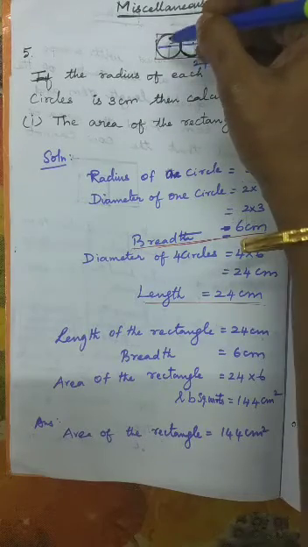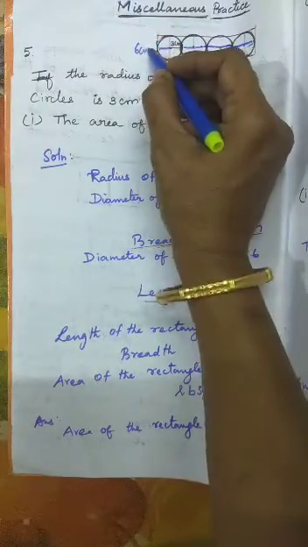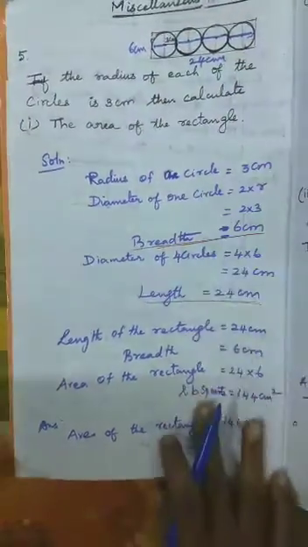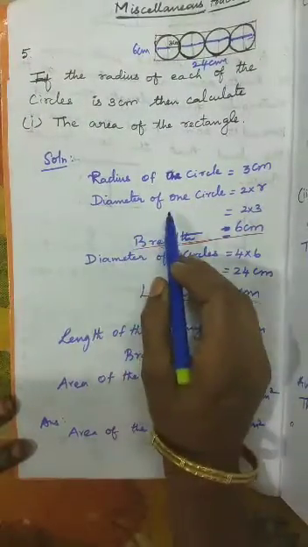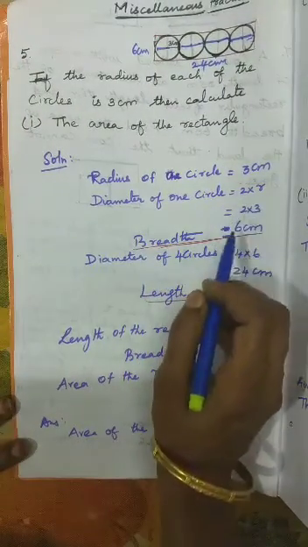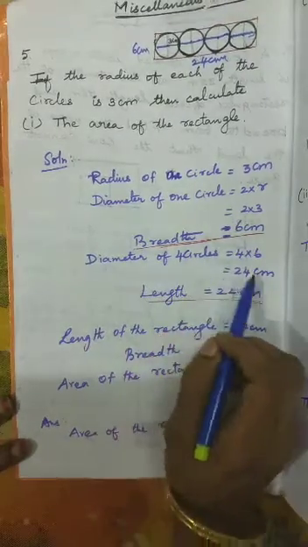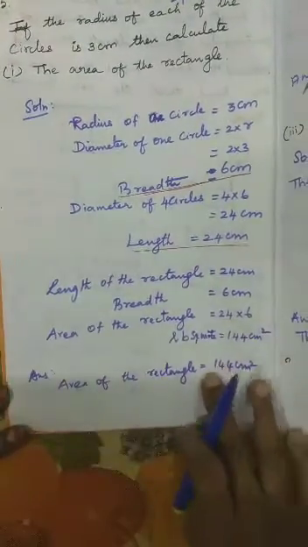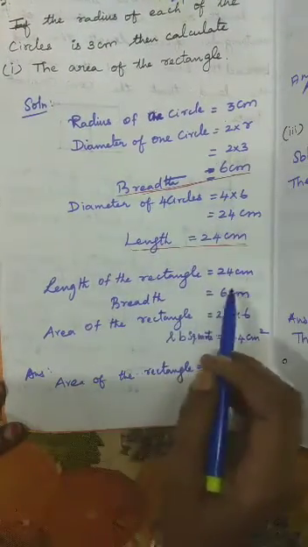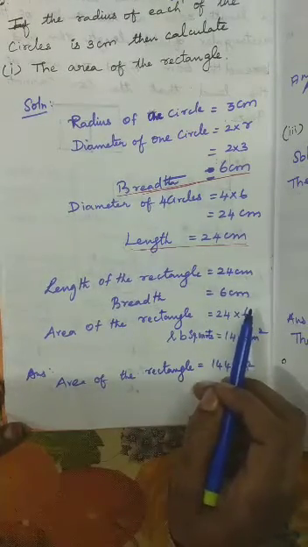Then see, this is the diameter. What is the diameter? 6 centimeters. So the breadth of the rectangle is 6 centimeter. The radius of the circle is 3 centimeter. Diameter of one circle is 2 into r, that is 6 centimeter. So diameter of 4 circles is equal to 24 centimeter, that is the length of the rectangle. Then length of the rectangle is equal to 24 centimeter, and breadth is equal to 6 centimeter.